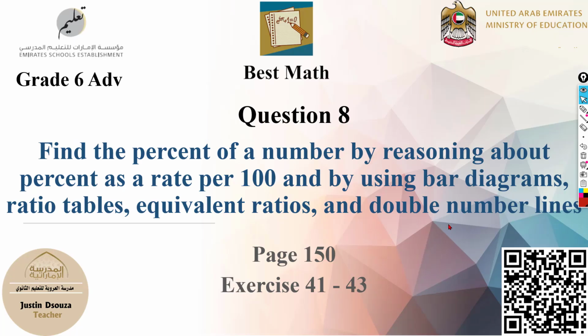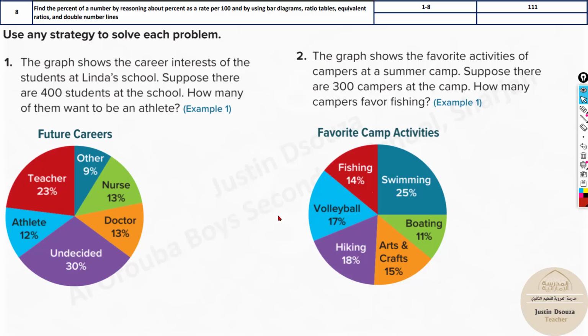Question number 8 is about finding the percent of a number by reasoning about percentage as a rate per 100, using bar diagrams, ratio tables, equivalent ratios, and double number lines. Okay, you will be given figures. Let's see the problems. You will be given figures like this, and then you need to write the percentages. This is also easy if you understand it.